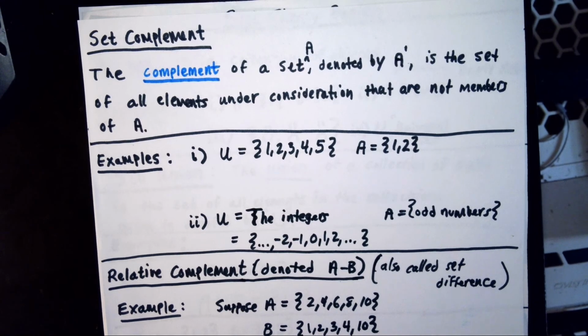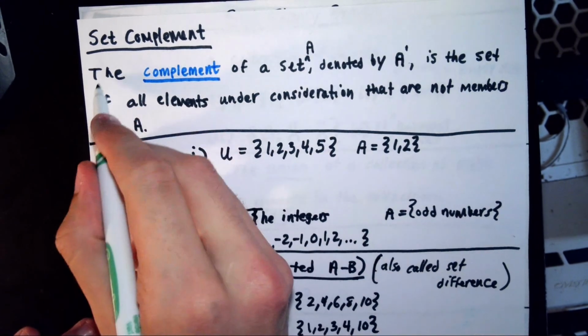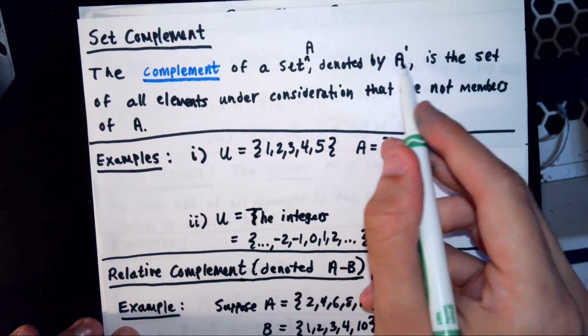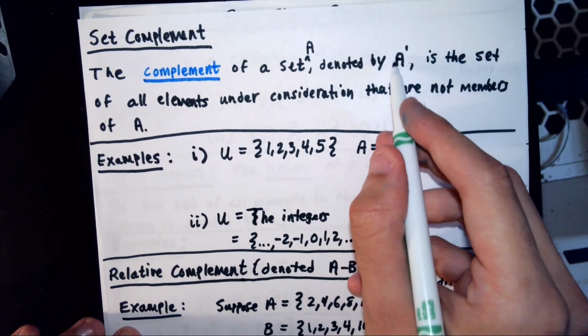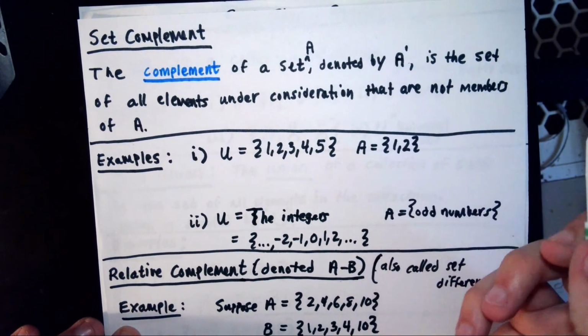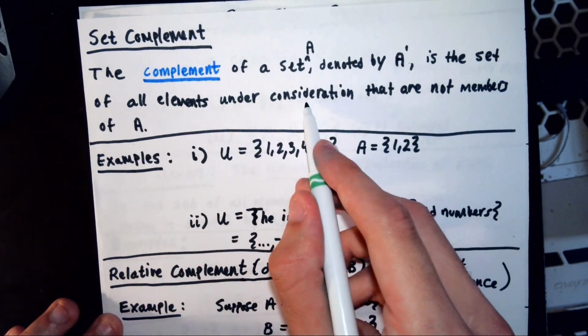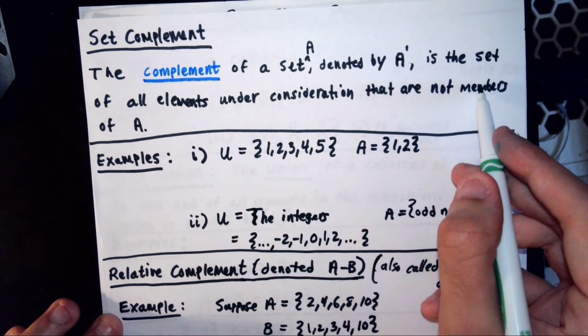So to begin, the complement of a set A, denoted by A prime, we'll call it A complement, is the set of all elements under consideration that are not members of A.